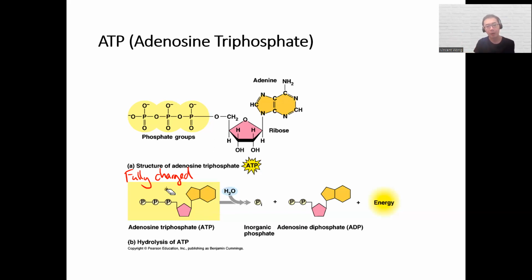So once you use it, a phosphate will come off, and then now it becomes only 2 phosphates. So we call it adenosine diphosphate, only 2. Triphosphate is 3, diphosphate is 2. You probably learned this in chemistry, right? Like the tri and the di with the naming stuff. And then more importantly, you release the energy and then you can use this energy for something else.